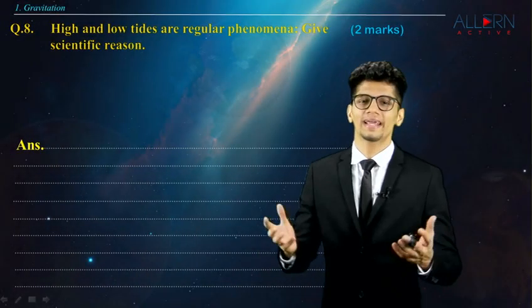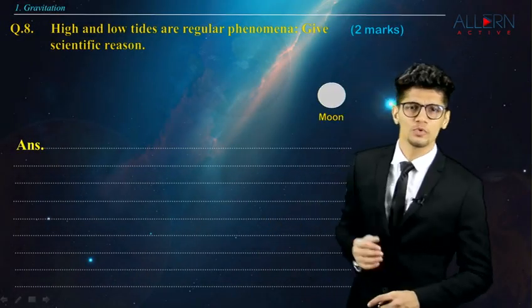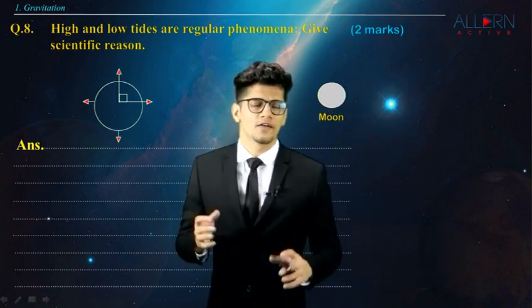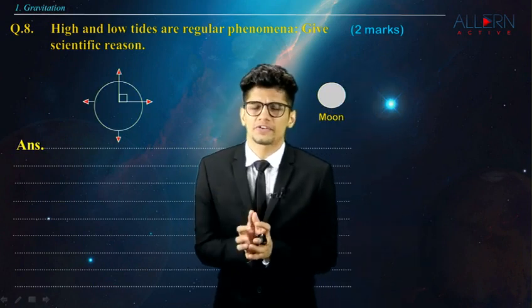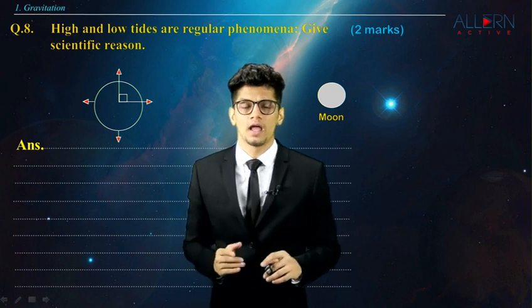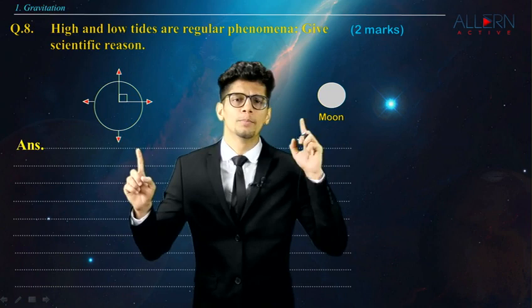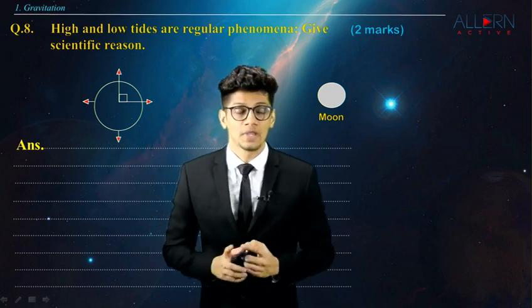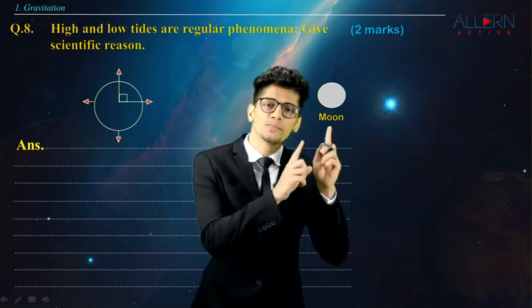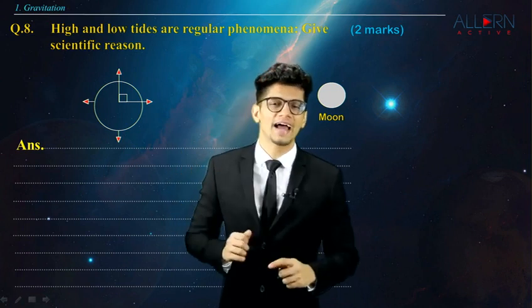Let us see how high tides and low tides work. So we have the moon and we also have the earth. We know that there is a gravitational force of attraction between these two objects. Because of the gravitational force of attraction of the earth on the moon, the moon revolves around the earth. But because of the gravitational force of the moon on the earth, we have high tides and low tides.